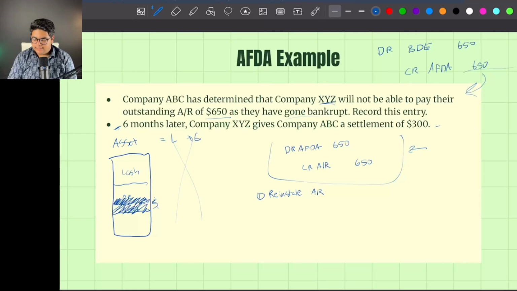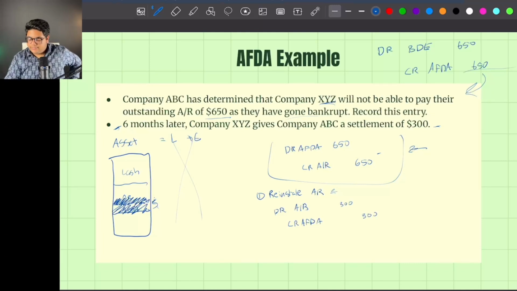In this entry, we wiped out $650 worth of value. In the second entry, they say they're gonna pay $300 of it back, so we gotta add $300 worth of value back. So if this entry was for wiping out value, this entry is for adding back value, then it's safe to say this entry is just gonna be the exact reverse of this. So instead of debit AFTA, we're going to debit accounts receivable, and we're going to credit AFTA. Not for $650, it's going to be for $300 because they're only able to pay $300 of it back.